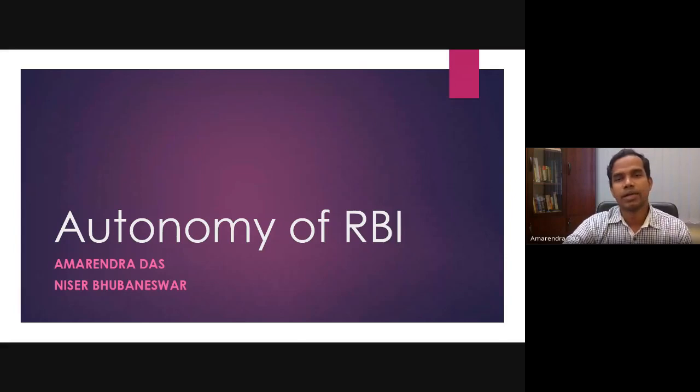From the beginning we have seen controversy arise in between that the government is interfering too much in the activities of RBI. And this controversy was there in the 1960s, 70s, 80s; every time this controversy has existed. So today we are going to discuss what is the meaning of autonomy, what is the situation around the world, and what is the context in India, starting from the setup of the RBI till today, how things have changed over time. We are going to discuss everything in detail.